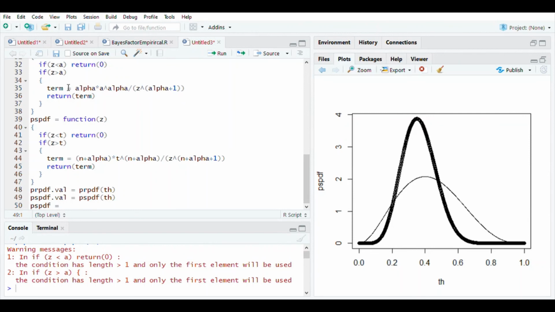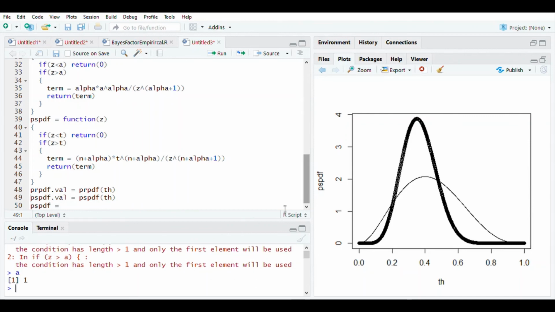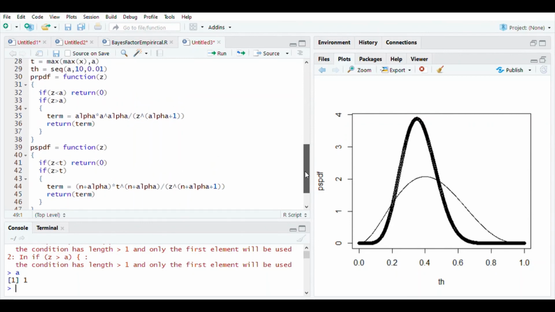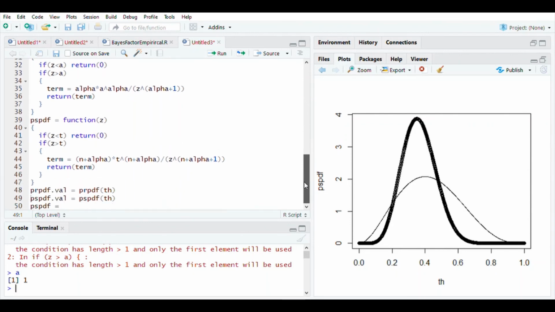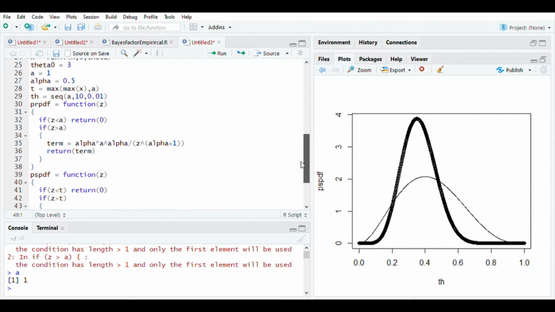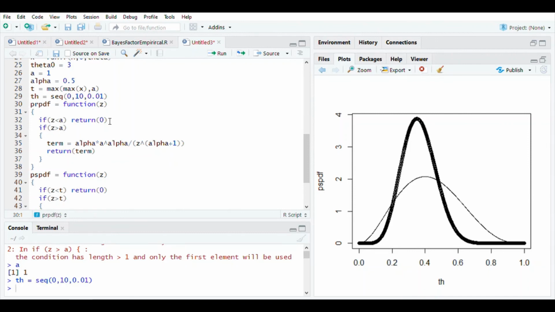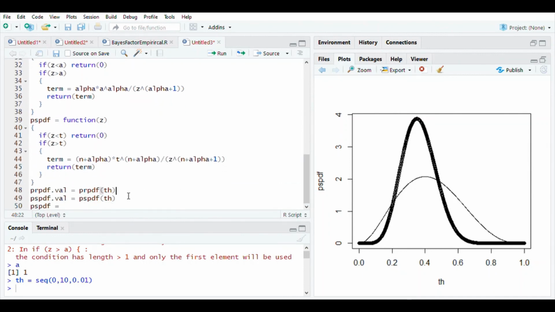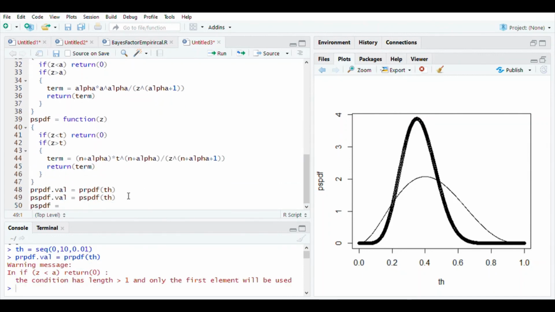Still we are getting an error. So let us check the value of a. It is 1. Now let us take a sequence from 0 to 10 for th. Now let us see whether it works. Okay, so see, it is not working like this.